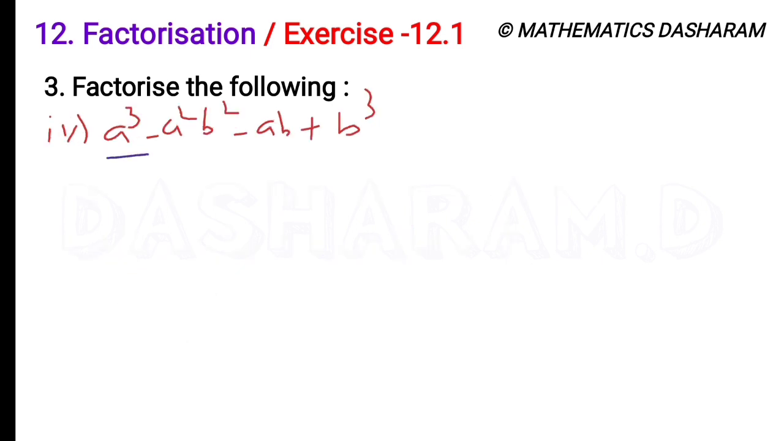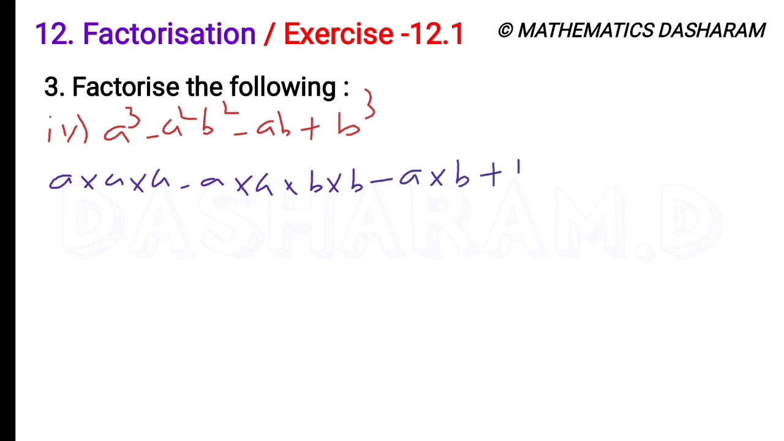Fourth problem, a cube minus a square b, minus ab square, plus b cube. So a cube equals a into a square, a square b means a into a into b, minus a into b into b, plus b cube, b into b square. So is there any common from all four terms together? No. So then here a common, one more a common, so a into a. So now check the bracket, here remaining term is a and here remaining term is b into b.